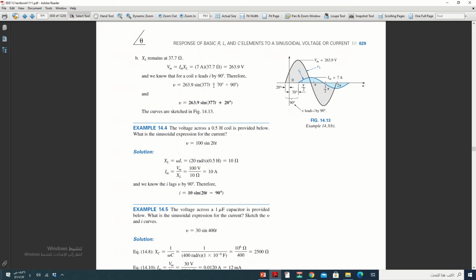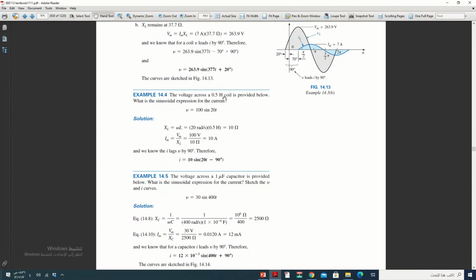And the angle is minus 70 plus 90, because there is a 90 degree shift between the current and voltage in the inductor, so it becomes plus 20. This is the voltage. And if we need to draw it, the current starts from where? From 70, which is here, and the voltage starts from minus 20, because it's plus 20, it's minus 20 here.